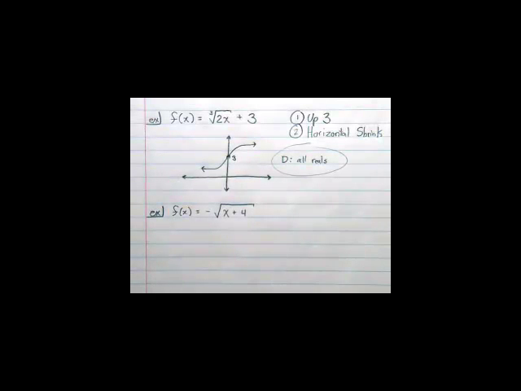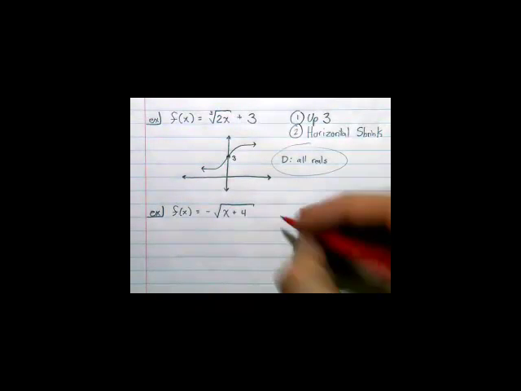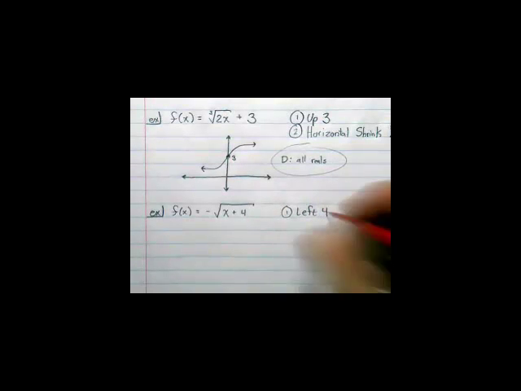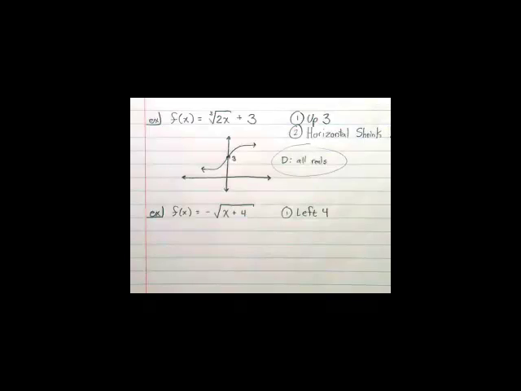Okay, so there are two things happening on this one. So again, somebody raise their hand, tell me, what do you see? What's at least one transformation you recognize? Yep, it's going left 4. Good. Remember, on the inside, it's always the opposite, right? You see a +4, it's actually moving to the left.